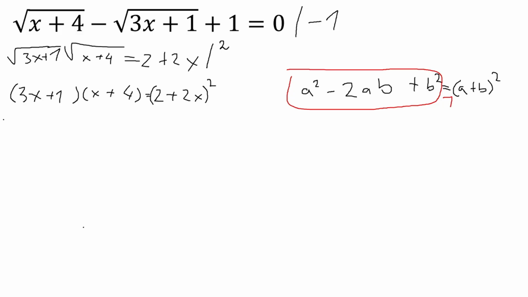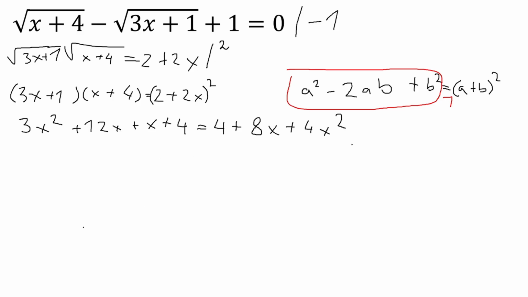Doesn't really matter. If we multiply the parentheses with one another, what we're going to get is 3x to the power of 2 plus 12x plus x plus 4 is equal to 4 plus, that's 2 times 2x, which is 4x. Then 2x times 2 is 4x again, so that'll be 2 times 4x, which is 8x, plus 4x to the power of 2, just like so.